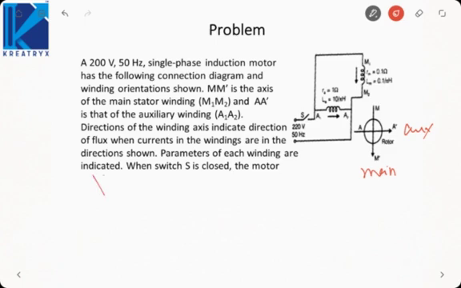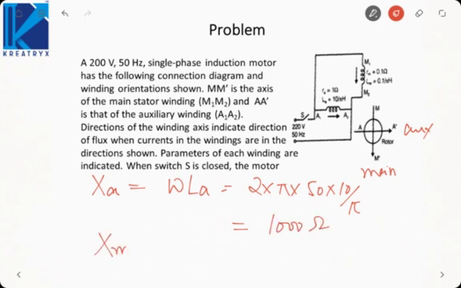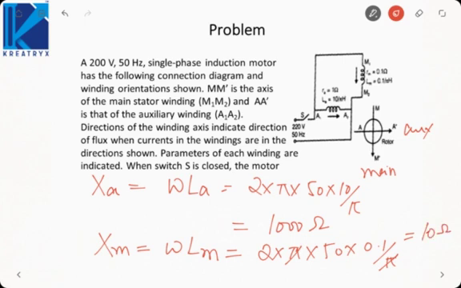So let us first find the reactances. Xa will be omega La, that is 2 pi into 50, La is given to be 10 by pi. So it will be 1000 ohm. Similarly, Xm will be omega Lm, 2 into pi into 50 into 0.1 by pi. Okay. So how much will it be? This will come out to be Xm is 10 ohm. Okay. This is 1000 and Xm is 10.